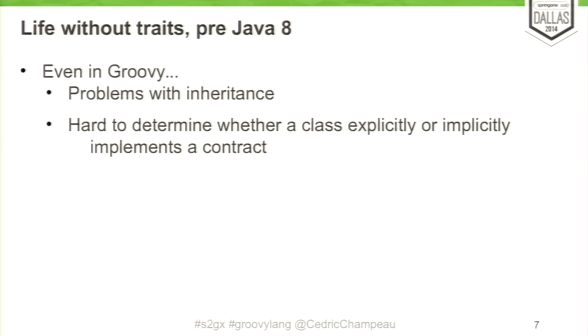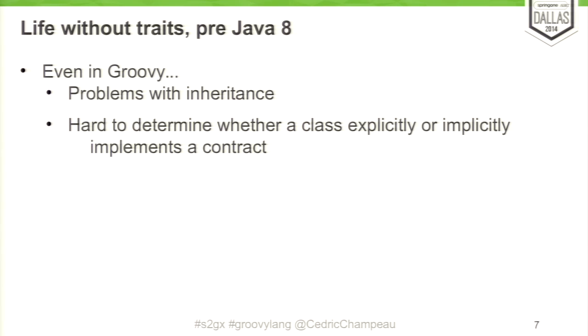Right. Second problem, how do you know if a class implements a contract? In Java, how would you do that? Anyone? Yeah, basically you do instanceof. If foo instanceof, then you know that the class implements that contract.